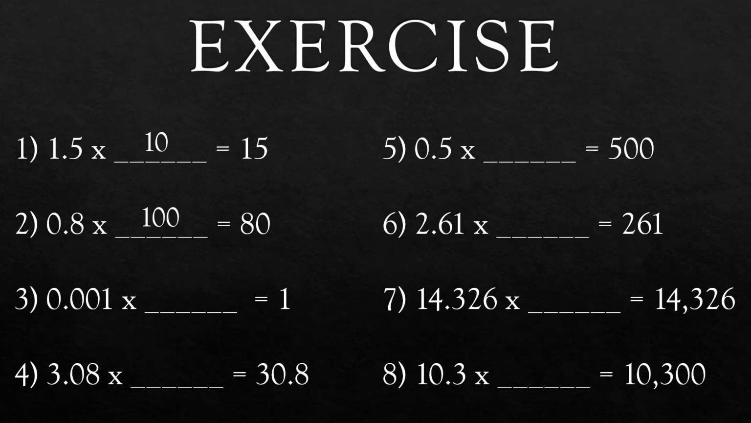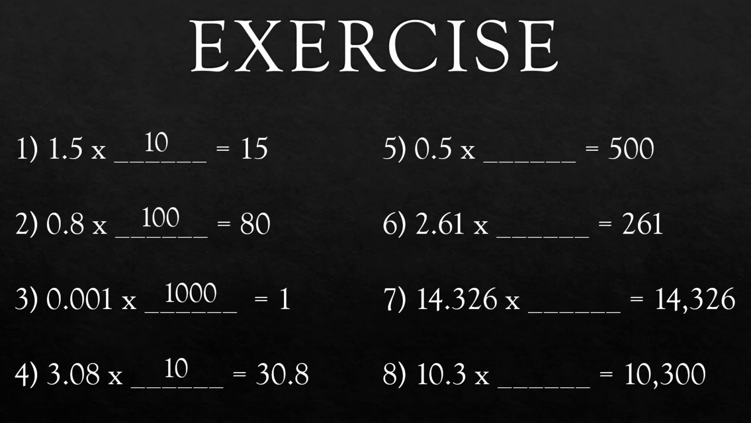Question number 3. 0.001 multiplied by dash is equal to 1. Can you tell me how many places will you shift in 0.001 to get 1? 3. So what will you multiply? Yes, the answer is 1000. Question number 4. 3.08 multiplied by dash is equal to 30.8. Can you tell me how many places will you shift in 3.08 to get 30.8? Yes, 1. So what will you multiply? The answer is 10.